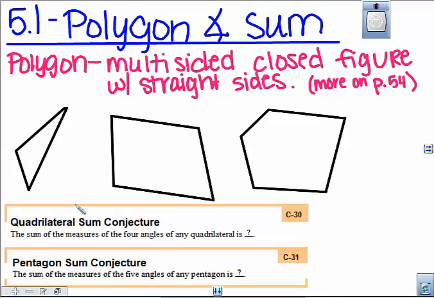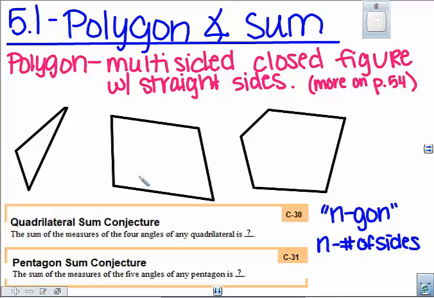You will sometimes see it called an n-gon, where n represents the number of sides in the polygon. So you could call this a 3-gon, a 4-gon, or a 5-gon. But the lower numbered polygons have specific names. For instance, we know this is a triangle. This is a quadrilateral. 5-sided is a pentagon. You should learn them or know them up to 10-sided at least. And then you could start calling them n-gons.